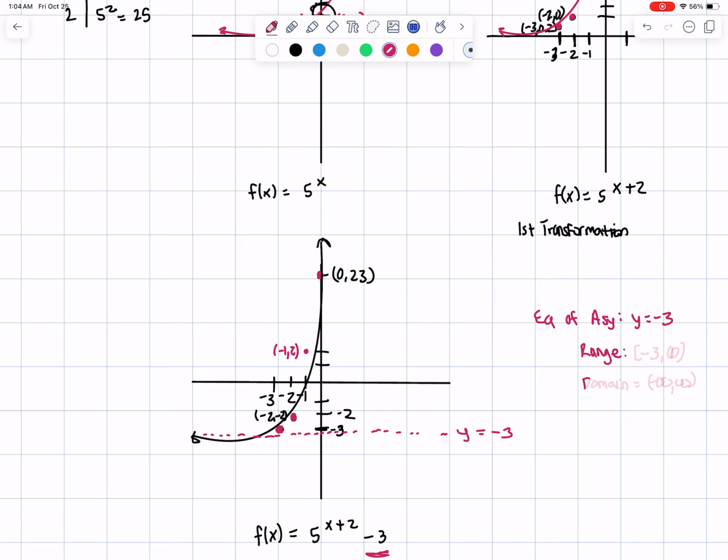And then the range and domain. So we know the domain for exponential functions is always all real numbers. So -infinity to +infinity. And the range is based off our asymptote. So we always write it from the bottom up. So the bottom is -3, and we write a bracket since we have a value. And then it forever goes up, so it's just going to be infinity. Okay, so this is one example.